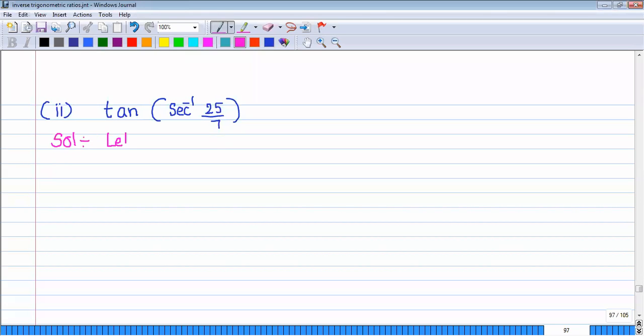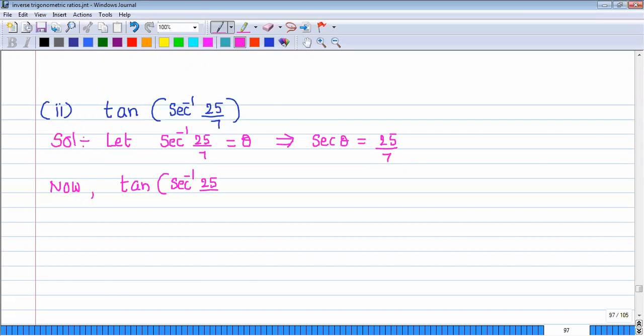Let us say first of all, secant inverse 25/7 is equal to theta. Sec theta is equal to 25/7. Now what we need to find out is tan of sec inverse 25/7, which is nothing but tan theta. That means as we know the value of sec theta, we need to evaluate tan theta.